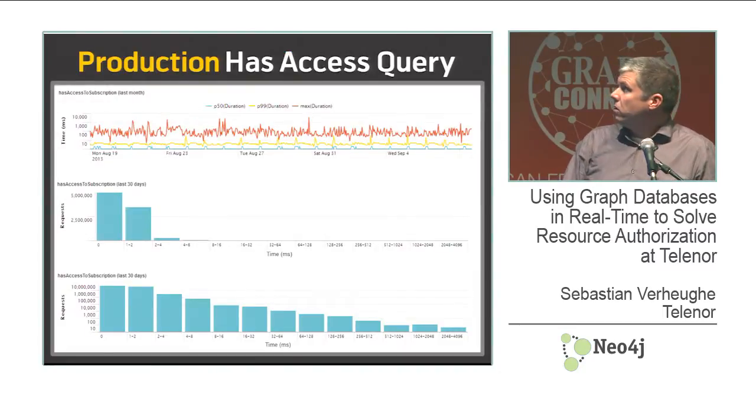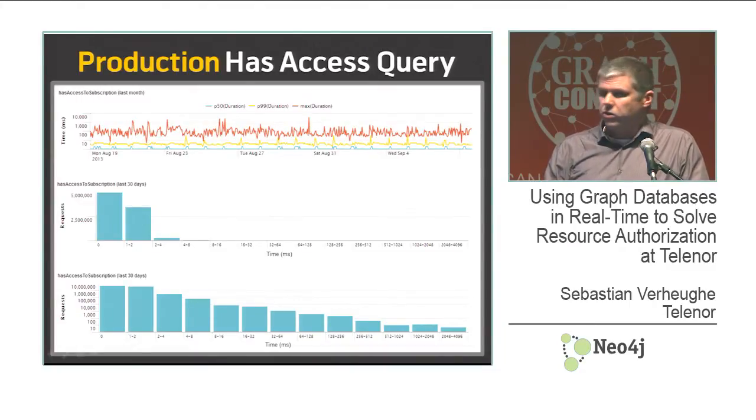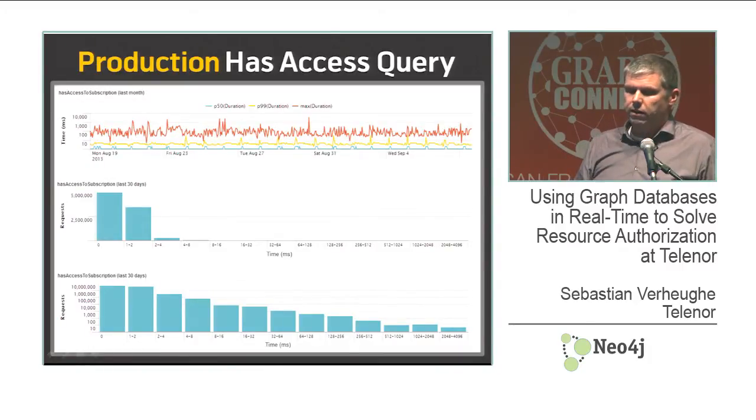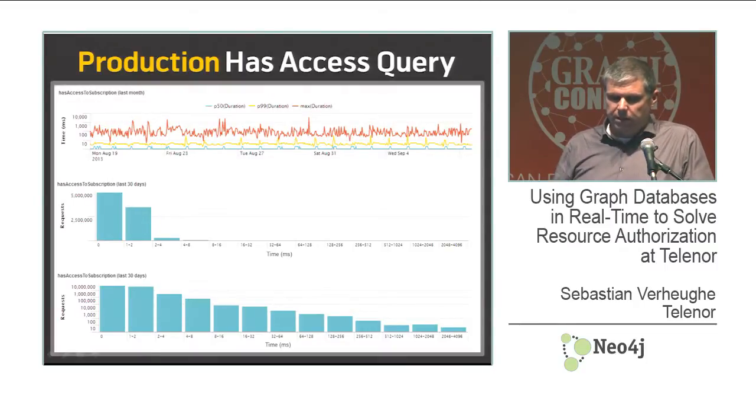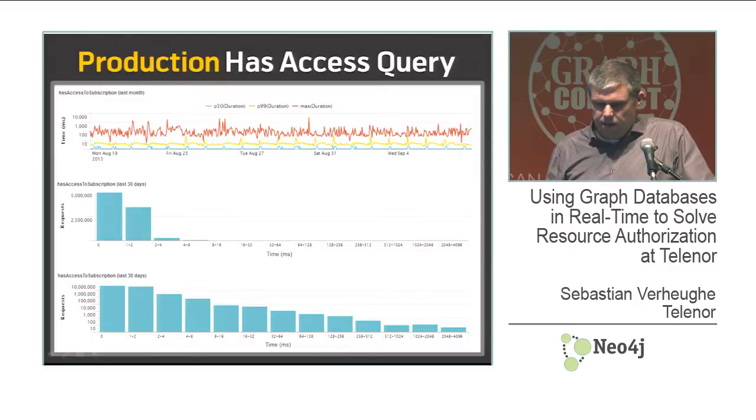Okay, so this is output from production. This is to say something about the stability of the system. If you look at the top, these are percentiles. The red one is actually the maximum we have seen, the maximum response time for has-access to a resource. And then you have the 99th percentile and the 50th percentile. The 50th percentile is at 4 milliseconds.